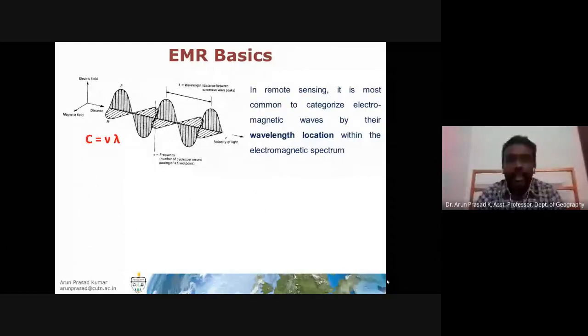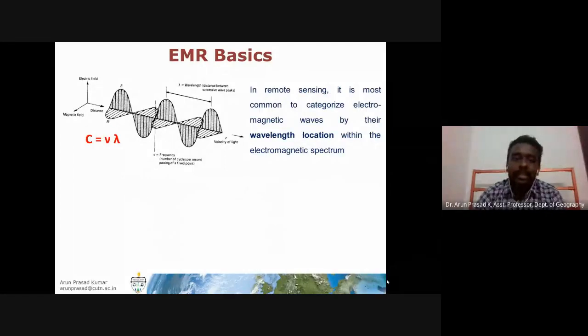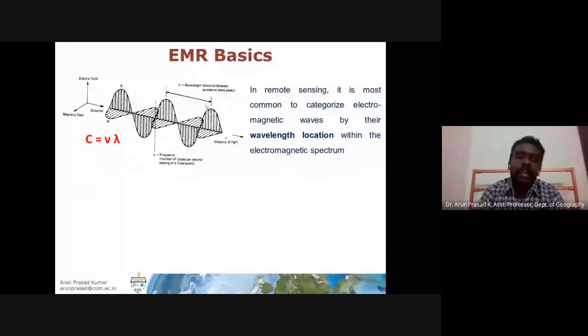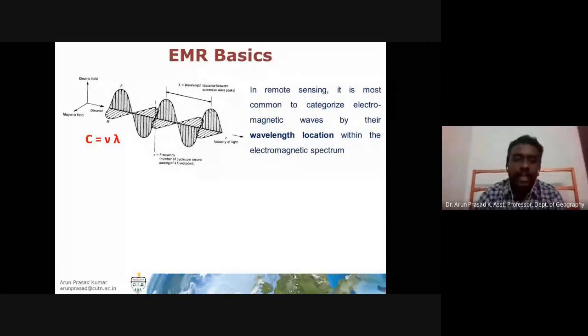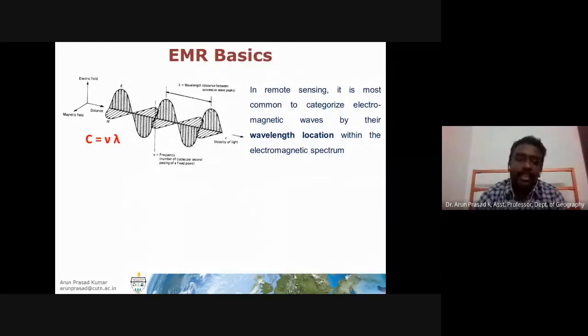In remote sensing, we usually recognize the region in the electromagnetic spectrum using its wavelength. Wavelength is nothing but the distance between successive peaks. We have successive peaks, and the distance between two successive peaks is called a wavelength. Frequency is the number of cycles that pass a particular point per second. From this we know that if the wavelength is short, the frequency would be more; if the wavelength is long, the frequency would be less.